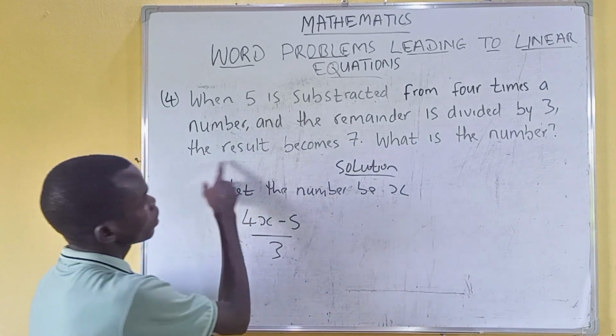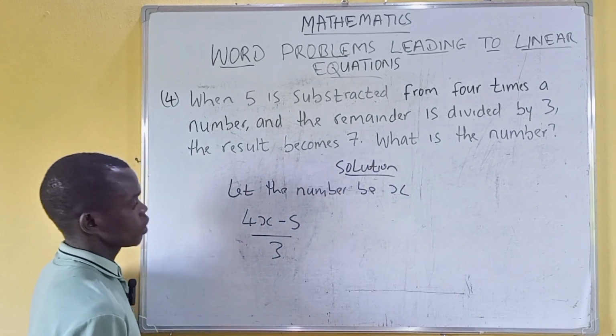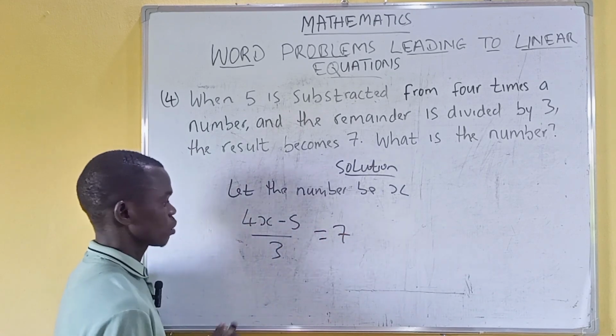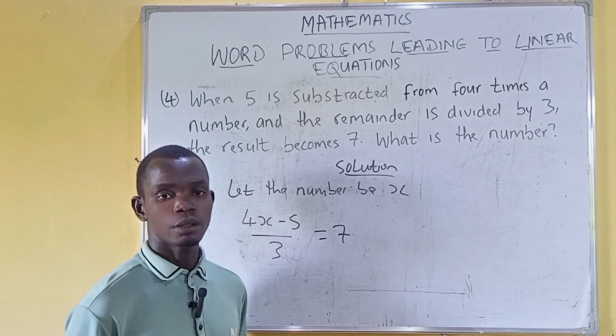And the result becomes 7. But this will be equal to 7. So this is our linear equation.